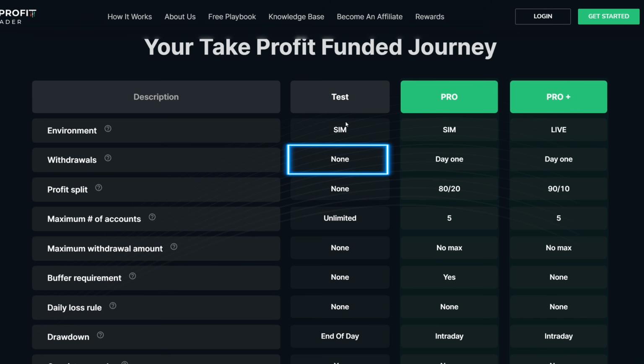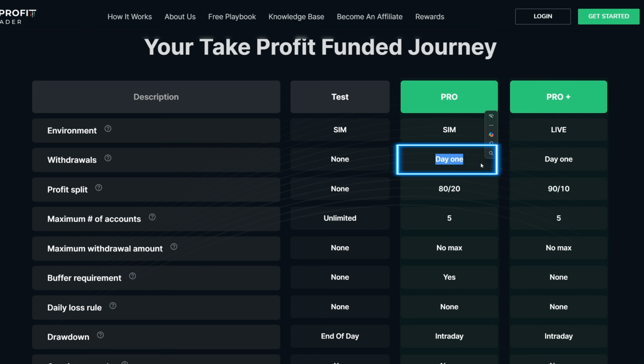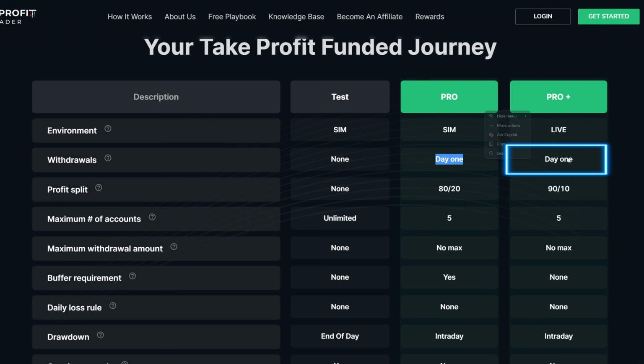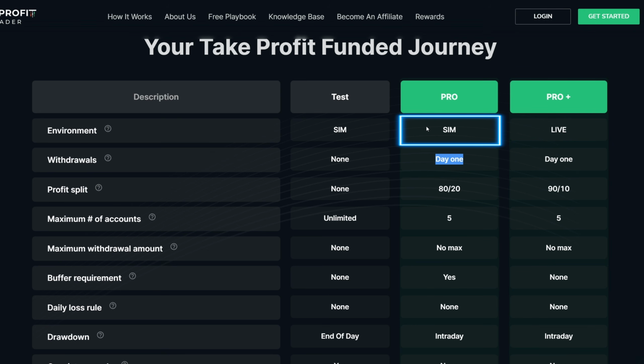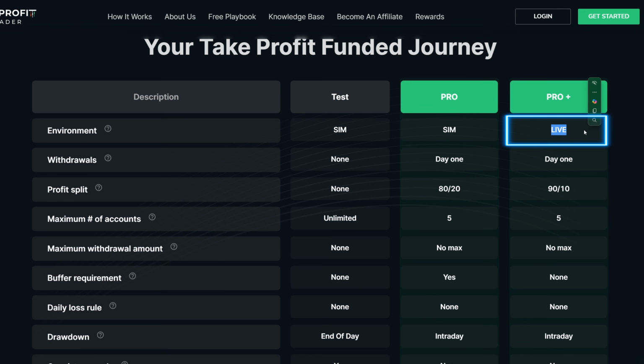But we can see in the test account, there is no withdrawals. No wonder, it's a test account. It is not in the funded stage. However, once we get moved to the pro account, you can receive a payout on day number 1. The same thing with the Pro Plus account. Now, the difference between the Pro and Pro Plus account, one is a live sim account. The Pro Plus account, your orders are routed to the exchange, so it is essentially a live account.